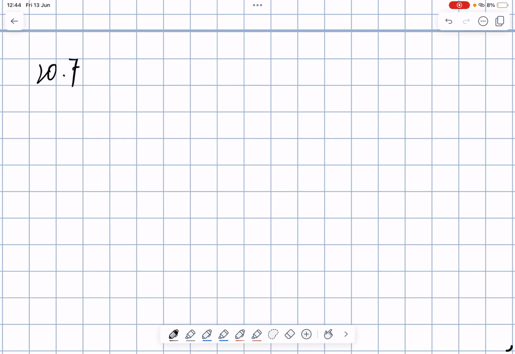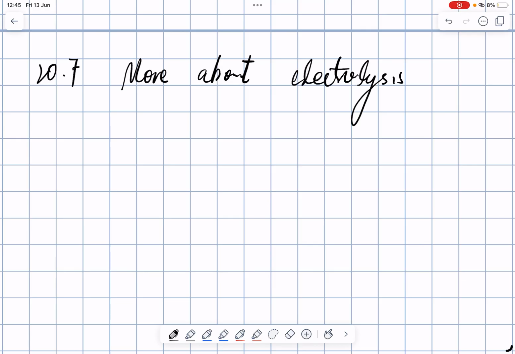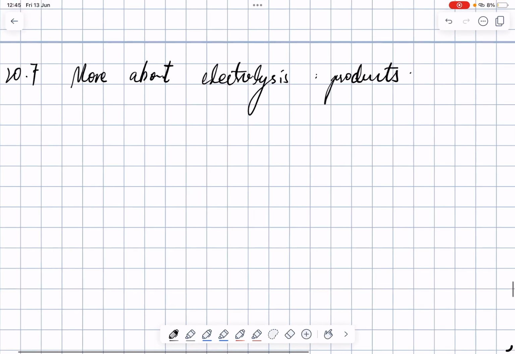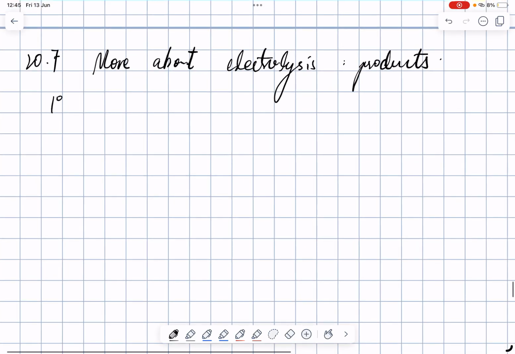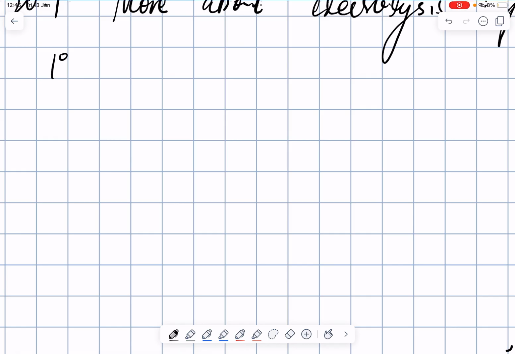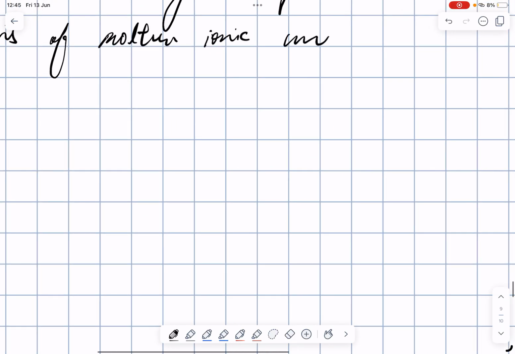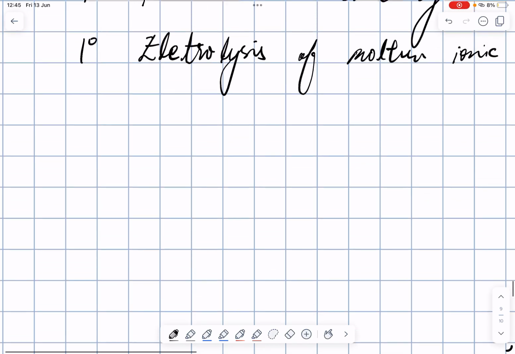And we have an additional one. It's more about electrolysis. We'll mainly discuss the products of these. So first we are going to say electrolysis of molten ionic compound. Electrolysis of molten, I'll just write like that.